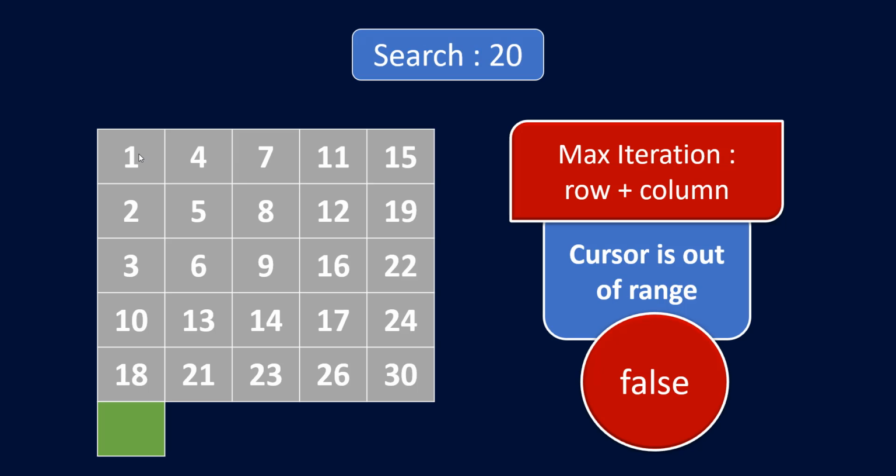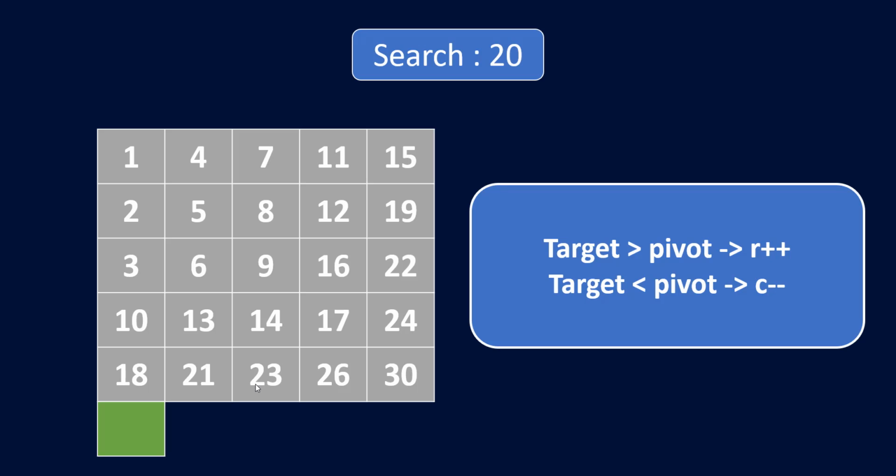And so we cannot start from 1 or 30, but we could have started from 18, and the same logic would have been applied. Instead of going down, we would have gone up, and instead of going left, we would have moved right. So what are the conditions that we need to take care of? There are two conditions. If the target was greater than the pivot, that is, while we were at 15, the target was greater than the pivot, so we did a row plus plus. And when the target was less than the pivot, for example at 22, we did a column minus minus. So that's the only condition that we need to keep in mind in order to solve this question.